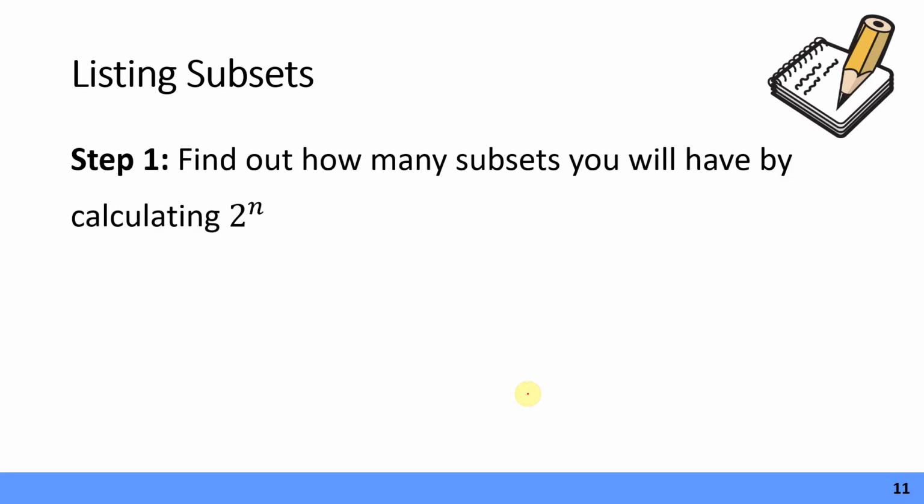Step 1 is always find out how many you are going to have in total, because you don't just want to start listing and then have no idea when to stop. So always give yourself a number. So you're going to do 2 to the n. Remember, n is the cardinality. And that's going to give you an exact number of subsets you should have on your list. So if this number ends up being, let's say, 8, then I'm not going to stop listing sets until I have a total of 8. Okay, so this is why we always start with step number 1.